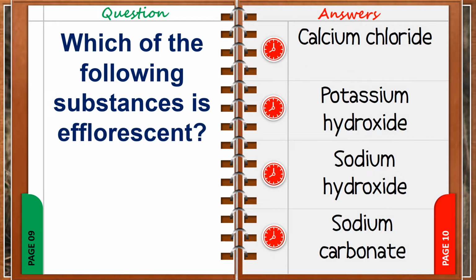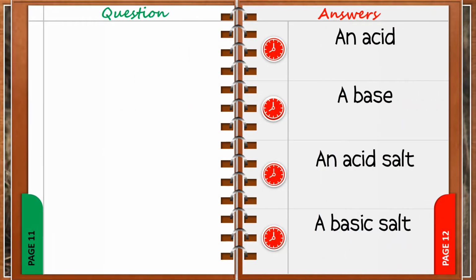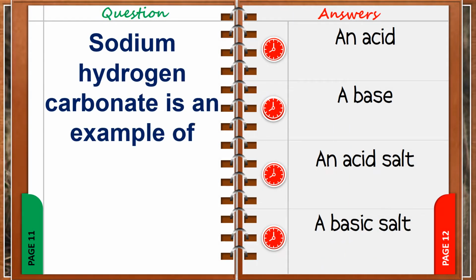Which of the following substances is efflorescent? Sodium carbonate. Sodium hydrogen carbonate is an example of an acid salt.